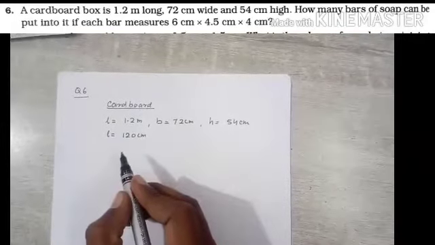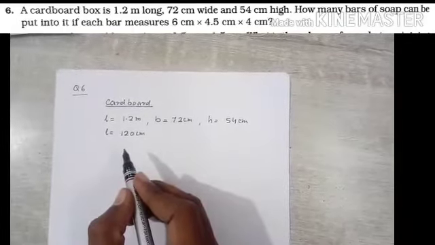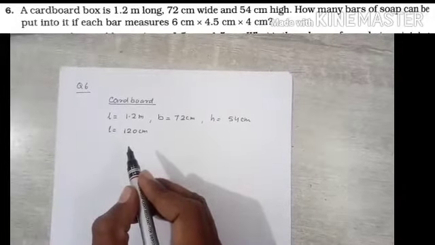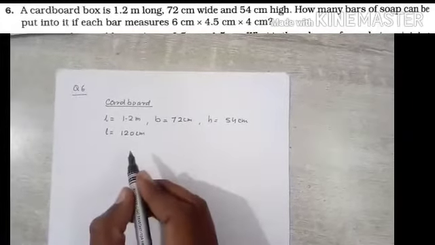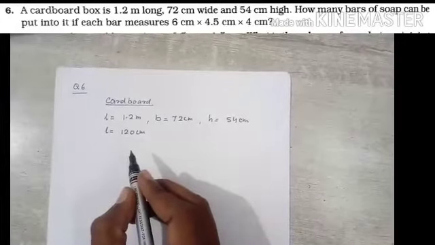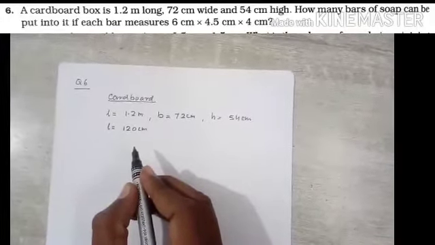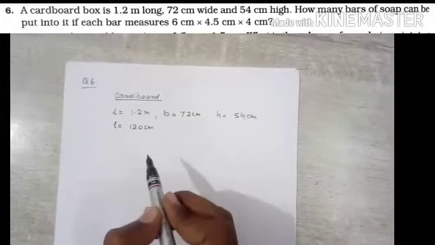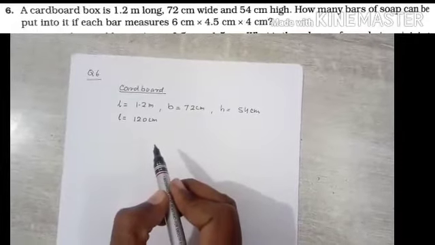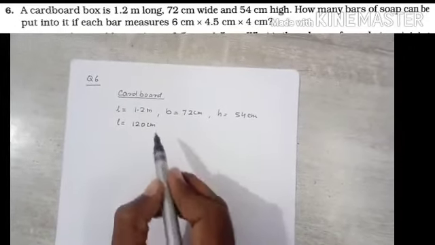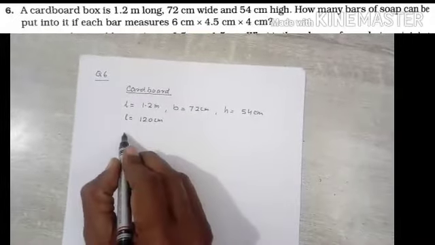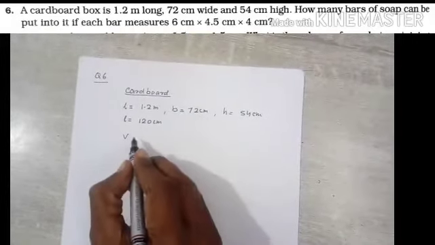Question is asking how many bars of soap can be put into it if each bar measures 6 centimeter, 4.5 centimeter and 4 centimeter. It means in this cardboard box we have to put bars of soap. How many bars of soap can be put in this cardboard box? For that, first of all we have to find the volume of the cardboard box.